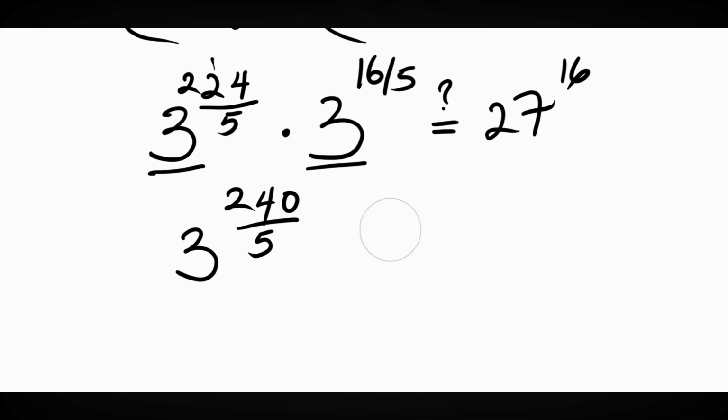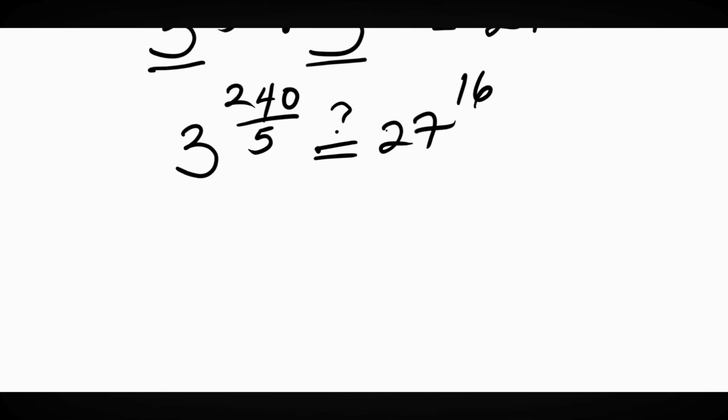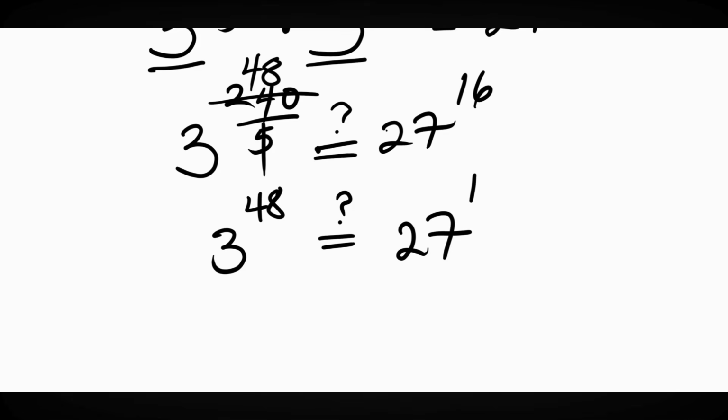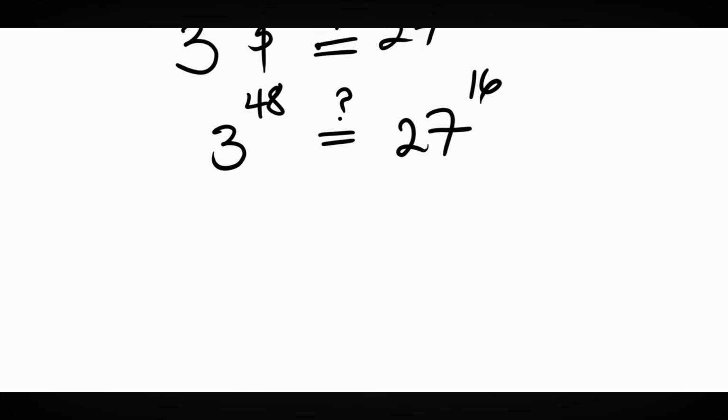Let's not forget the last one. Oh no, we've already added it, yes. That's already added. 27 raised to power 16. Okay. Now, 240 divided by 5 is 48. So now we have 3 raised to power 48. See if that's equal to what we have on the right hand side.